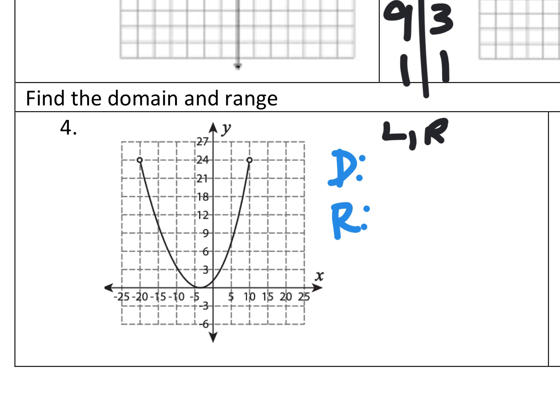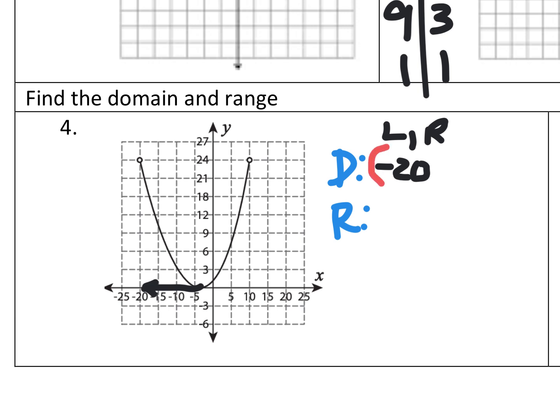Does this go forever to the left? Be careful. Those are not arrow tips. Arrow tips mean infinity. There's no arrow tips. There's no infinity here. So does it go forever to the left? No. How far to the left does it go? -20 is correct. Now this is getting really picky, but that's what math does. Does it touch -20? No, it does not.